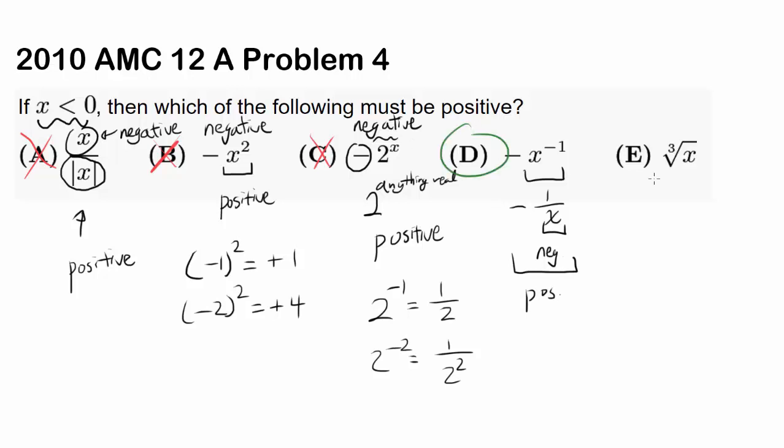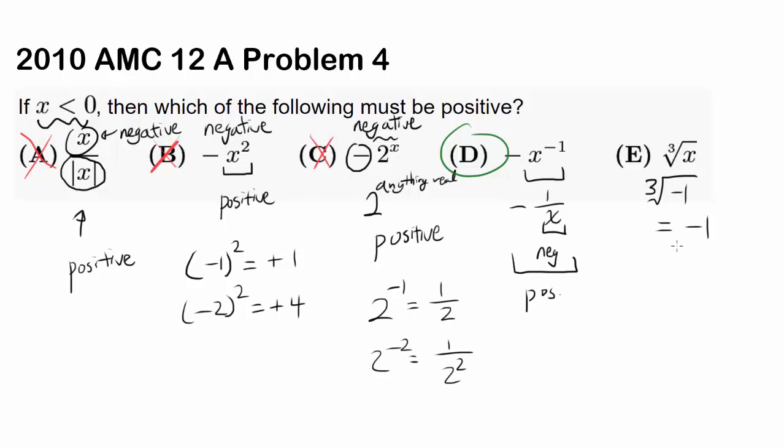But just for the fun of it, let's check E. You're taking the cube root of a negative value. Well, the cube root of a negative value, let's say -1, has to be negative. That's -1, because the cube root of a negative value is the value that if you multiply it 3 times to itself, you get negative.